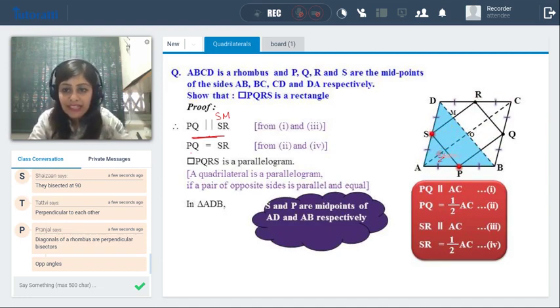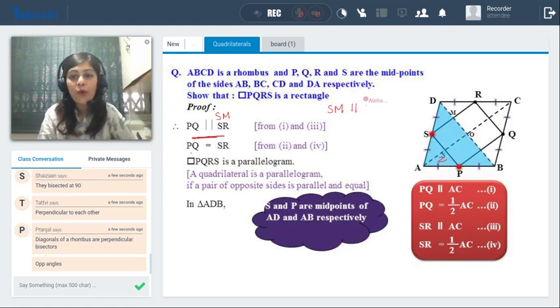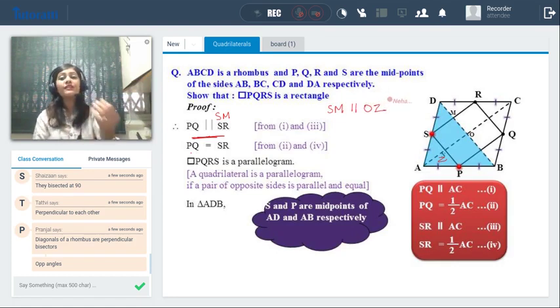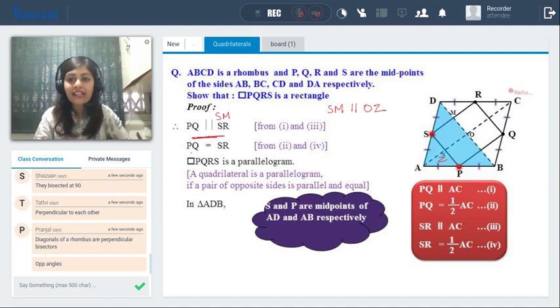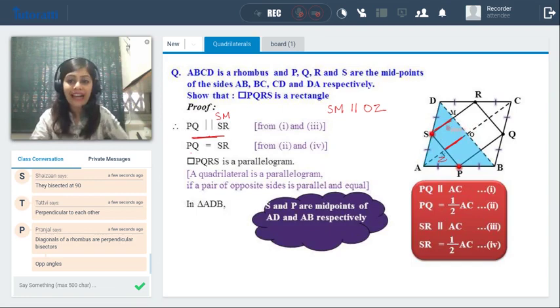So what I'm going to do is, let's mark this as Z. Since SR is parallel to AC from our midpoint theorem, I'm going to say SM is parallel to OZ. Anyone who has not understood this: if SR is parallel to AC, we already know that a small part of SR is parallel to a small part of AC. Yes, that's correct. So now all I need to prove is that SZ is parallel to MO.